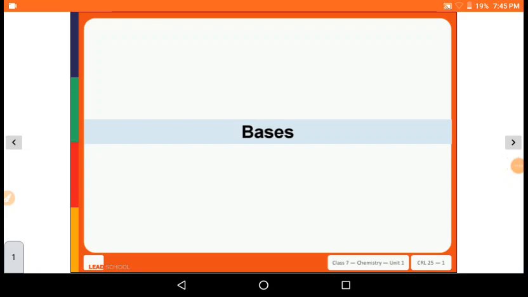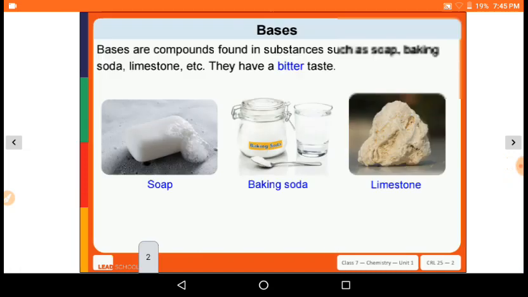Now the next topic is bases. So basically bases are compounds found in substances such as soap, baking soda, limestone, etc. They have a bitter taste.